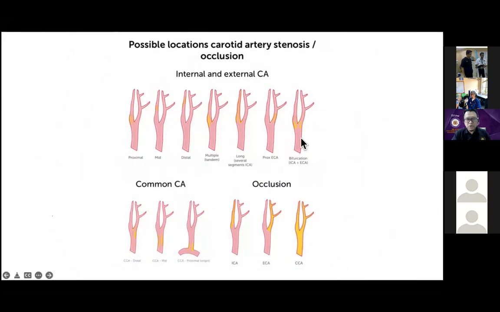So where does the possible stenosis happen? The most common site is actually the proximal ICA, as well as the bifurcation, or some mention the distal CCA, common carotid artery, the proximal ICA, as well as the bifurcation. These three are the most common sites of carotid artery stenosis or occlusion.